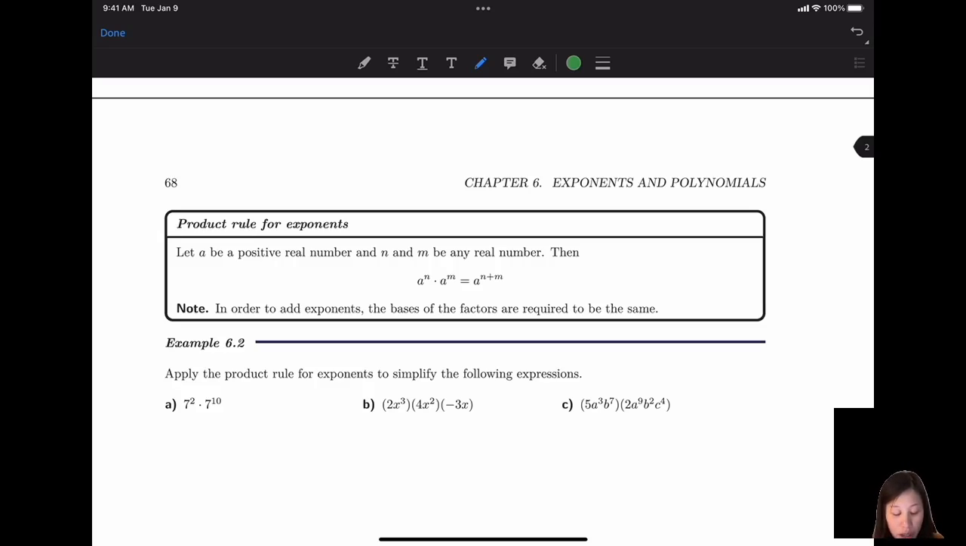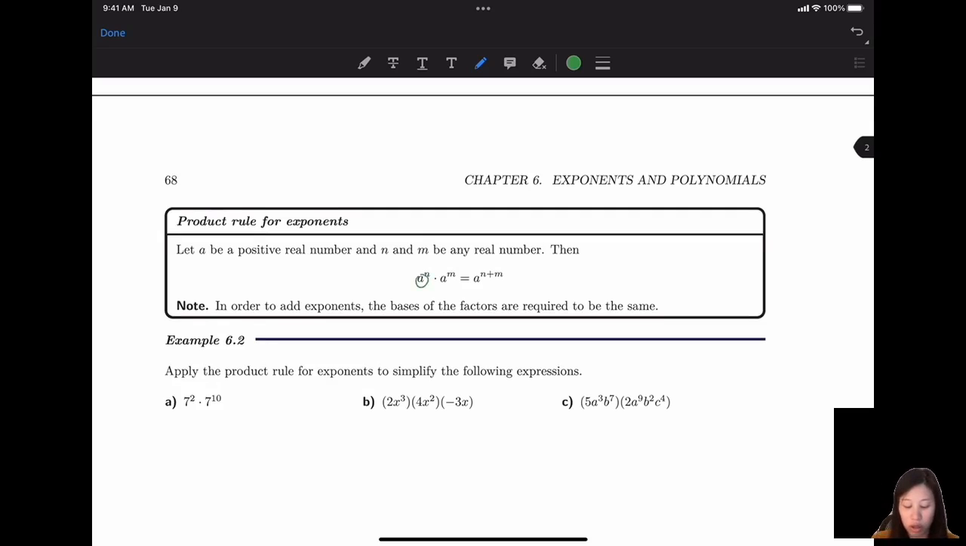Let a be a positive real number and n and m be real numbers. Then a to the n power multiplied by a to the m power is equal to a to the n plus m. So in order to add the exponents, the bases of the factors are required to be the same. So here it has to be a and a. For example, if you have a to the m times b to the n, then you cannot just add the exponents.